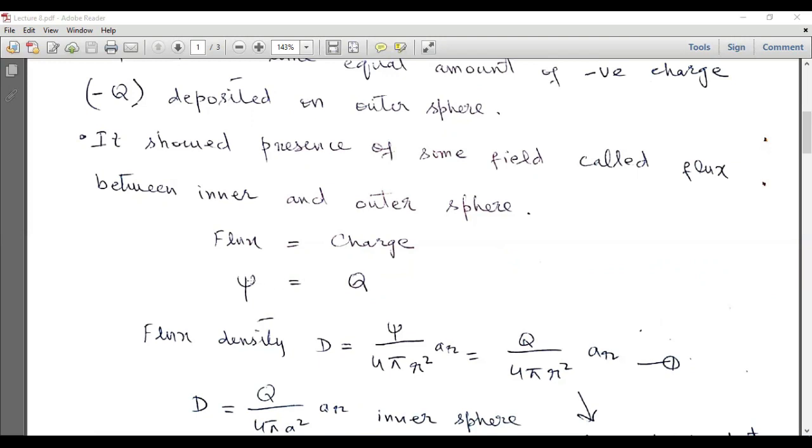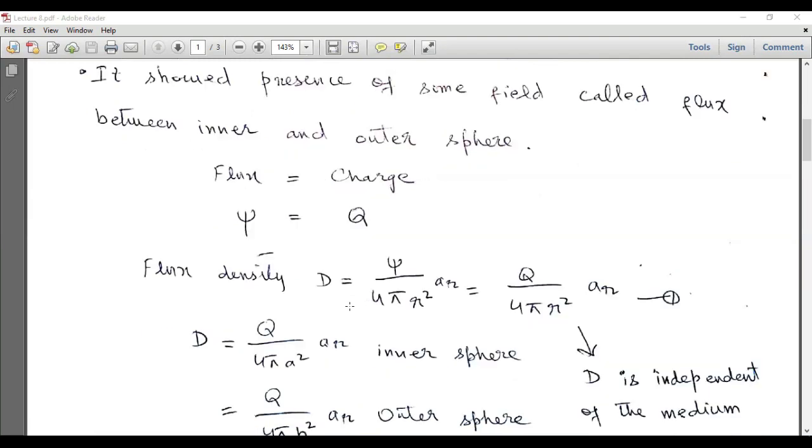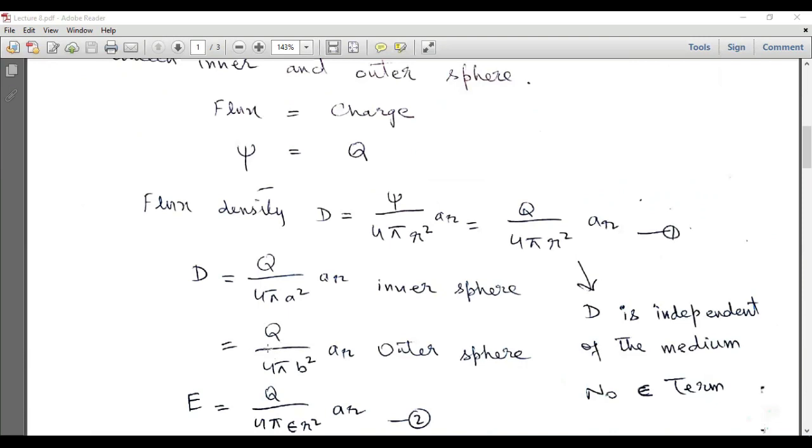So initially psi is actually proportional to q, but the constant of proportionality has a magnitude of 1, so psi is equal to q. Later on I will show you that this is actually the statement of Gauss's law, that net flux leaving the closed surface is exactly equal to the charge enclosed. Okay, so I will discuss that later. And D is equal to q over 4 pi a square AR. This is the flux density at the inner surface, and this is the flux density at the outer surface.